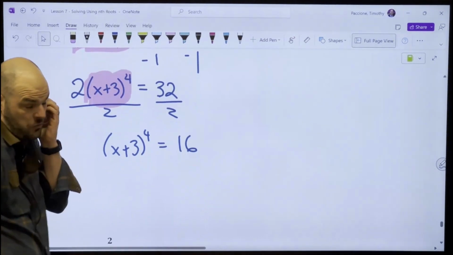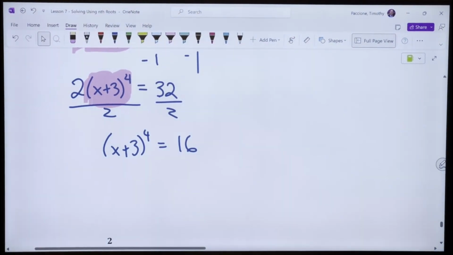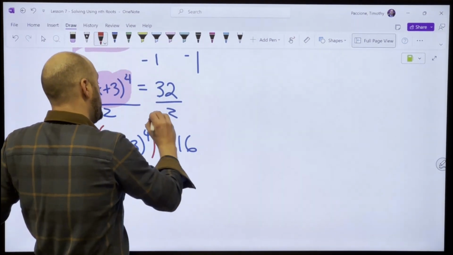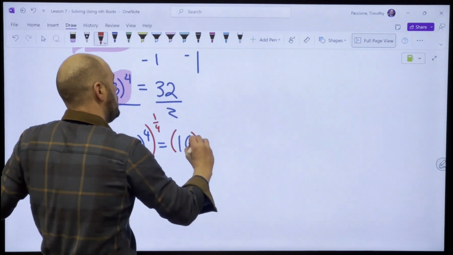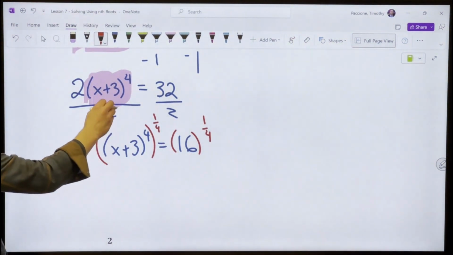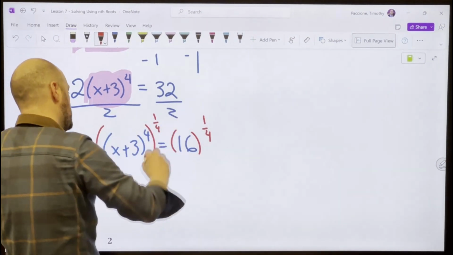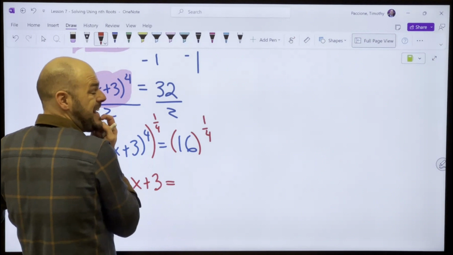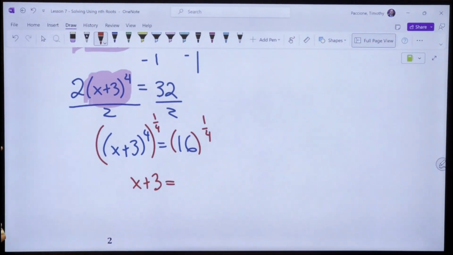Okay, well, to the 4th, we now know we can raise it to the, what? 1/4, right? If I raise it to the 1/4, well, 4 over 1 times 1 over 4 is 4 over 4. That cancels, and I get x plus 3 equals, and then I have the 4th root of 16.